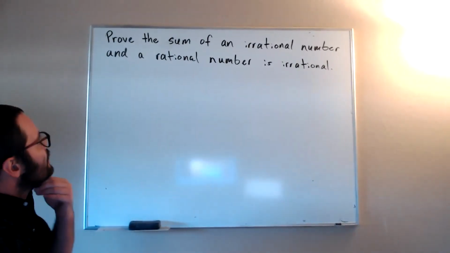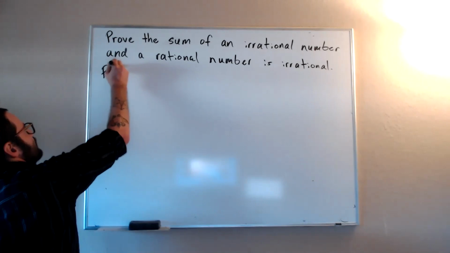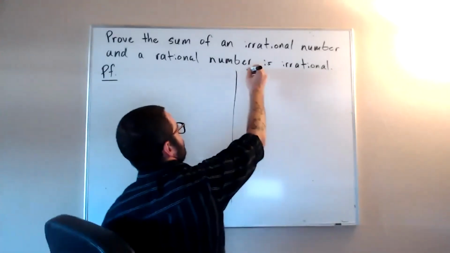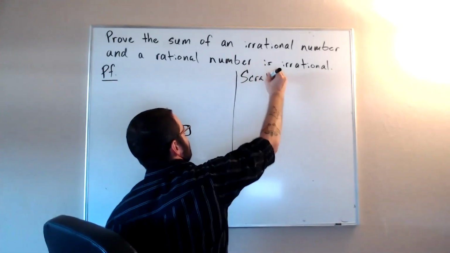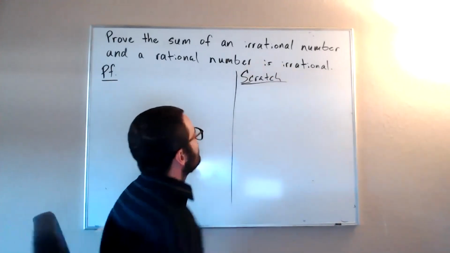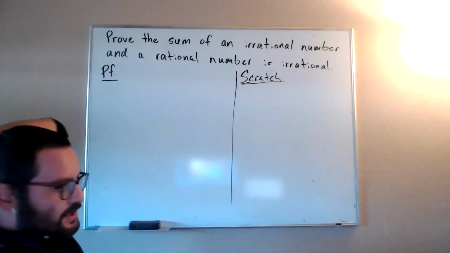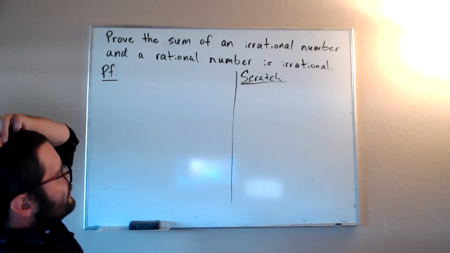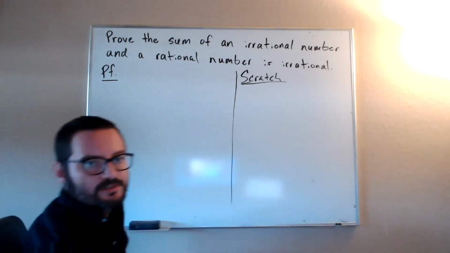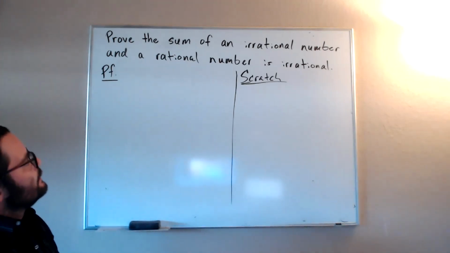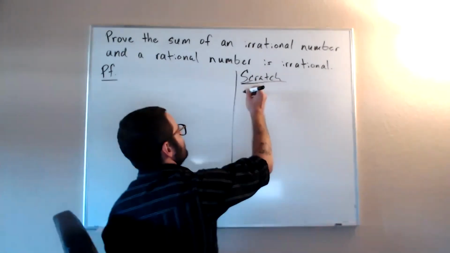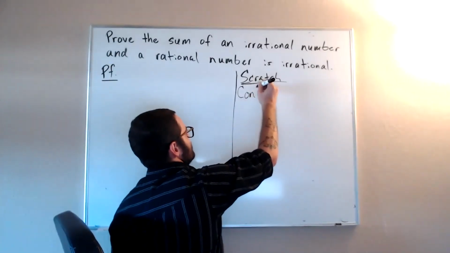Okay, so as before, we have our formal proof here, and then our scratch work here. Anytime you see a statement involving irrational numbers, more than likely you're going to use a proof by contradiction. Okay, so I think that's how we should proceed with this problem. So, contradiction.